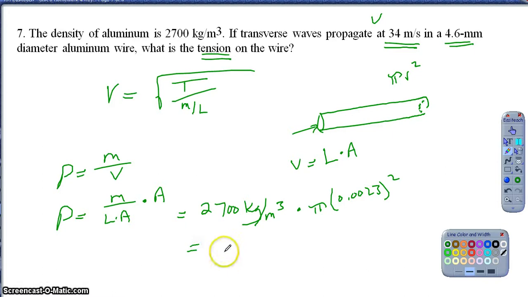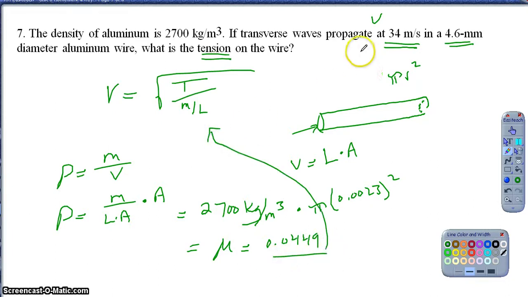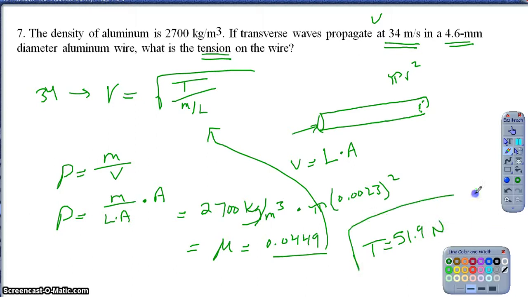So I end up getting that the linear density, right, the mass per length, ends up being 0.0449. And as soon as I find that number, it's easy enough to plug that in, to plug in my velocity of 34, and to solve for my tension. So when I do that, I should get a tension that is about 52. So about 51.9 newtons is my tension once I plug those measurements in. Okay, so a very good question for helping us find the linear density as we need to.